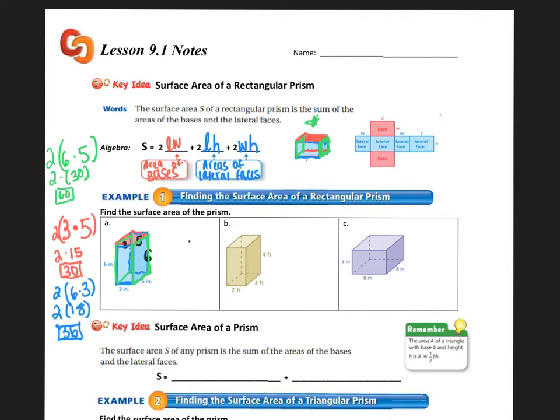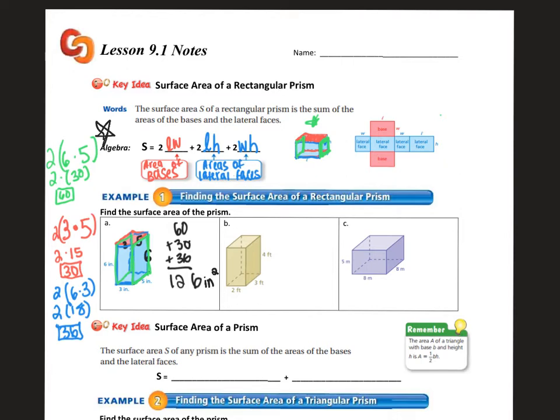So now what I have to do is add up 60 plus 30 plus 36, and I get 126 inches squared for the first surface area. I broke this example up chunk by chunk. If you like to do it this way and add more across, you can do that. I think it's easier when I just break it up into multiple parts.